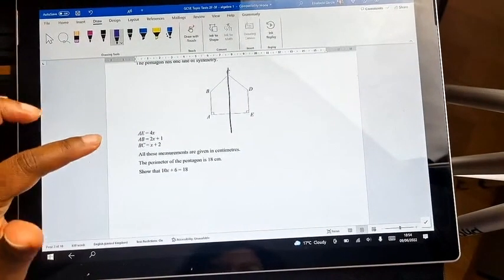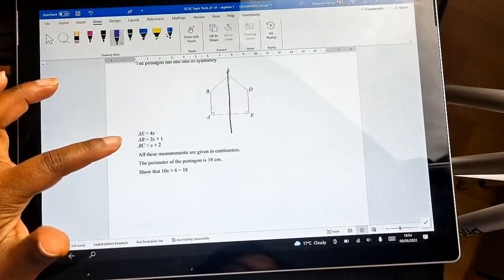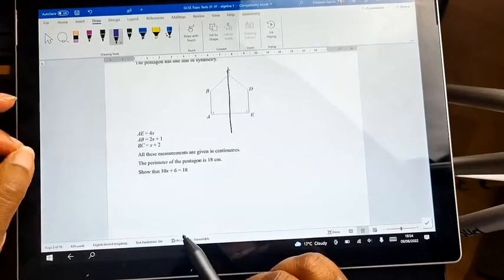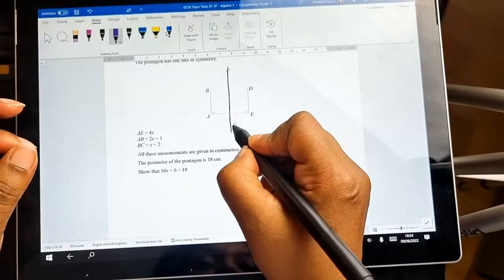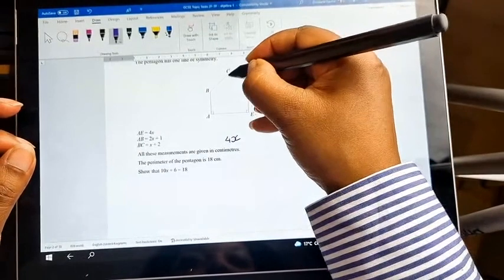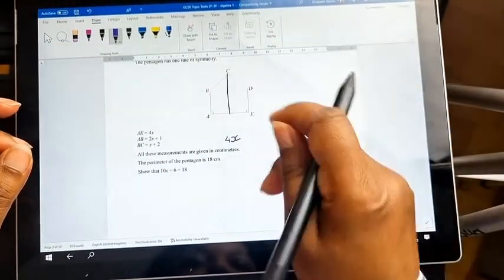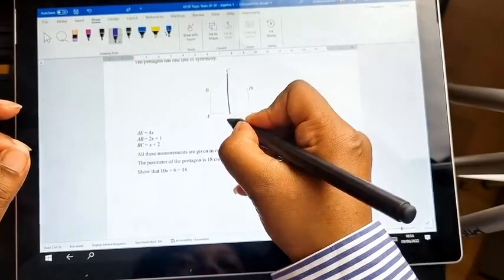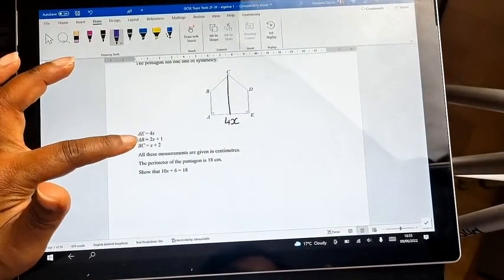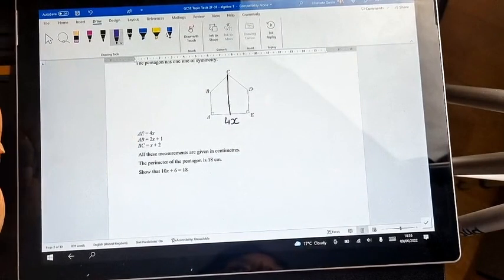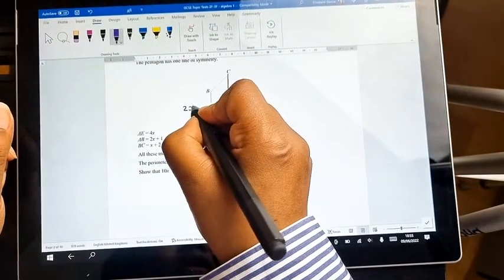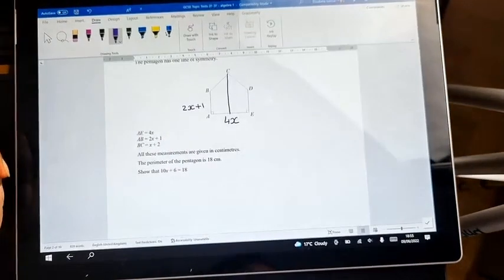Then it says AE is equal to 4x. So A to E is equal to 4x. Let me just split it in half here so it's easier. So A to E is equal to 4x. Great. A to B is equal to 2x plus 1. So this is 2x plus 1.